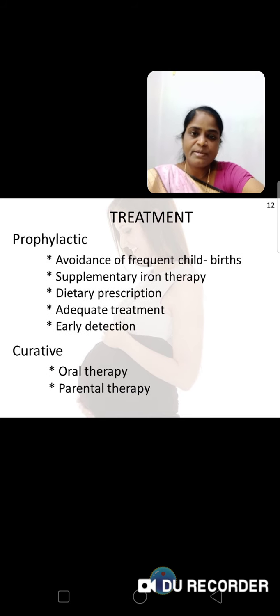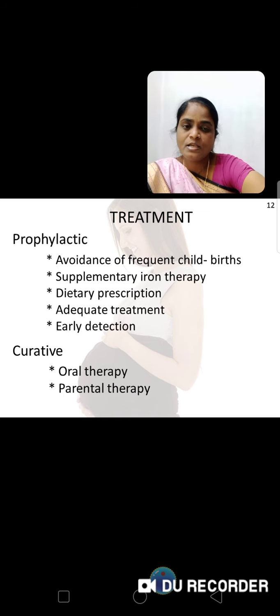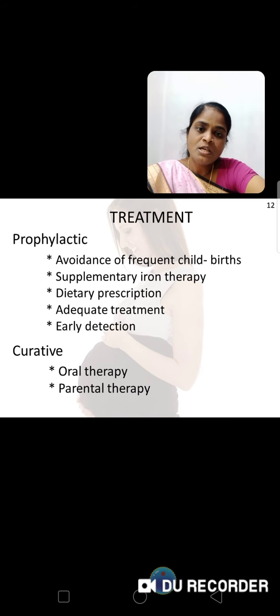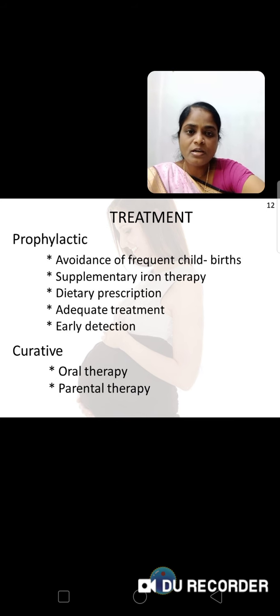Next, treatment. How can we treat anemia in pregnancy? Prophylactic and curative. We will discuss the prophylactic methods one by one. First, avoidance of frequent childbirth. We have to advise the mother to keep at least 3 years between the previous pregnancy and the present pregnancy, at least 2 years, because of the replacement of the WBCs and everything. So we have to advise the mother to avoid frequent childbirth.